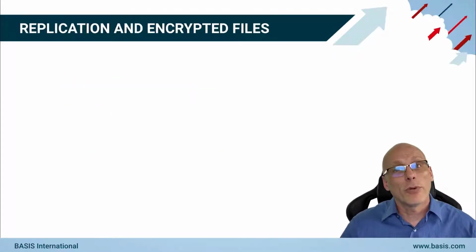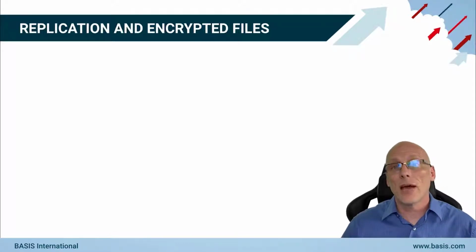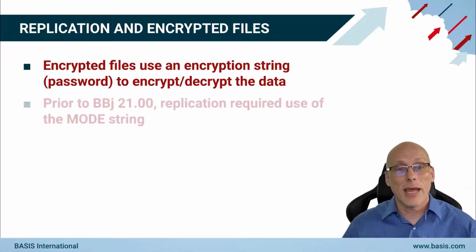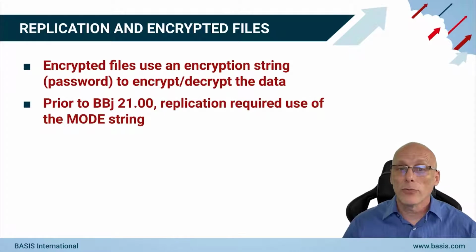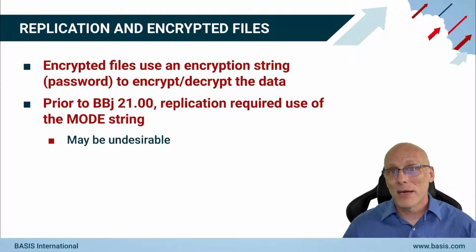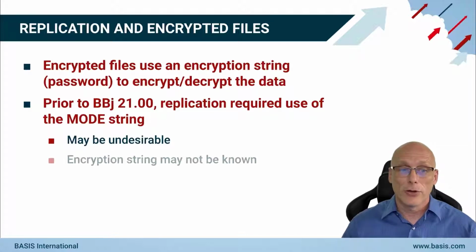So not only have we provided you some assistance in preventing ransomware attacks, we've also enhanced some of the features of replication to now support the replication of encrypted data files in a much more robust manner. Encrypted files use an encryption string or a password to encrypt and decrypt the data. Now, prior to BBJ 21, replication required use of a mode string in order to pass in this encryption string. Now, the problem is that it may be undesirable to have this encryption string stored in your replication job configuration, and also the encryption string may not even be known.